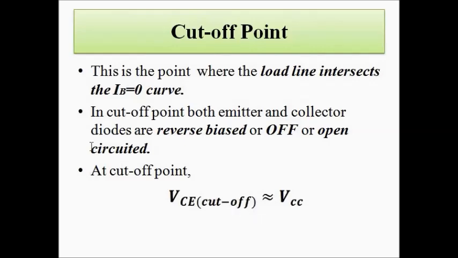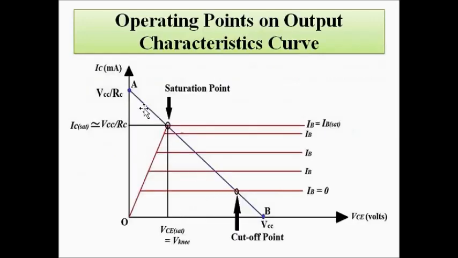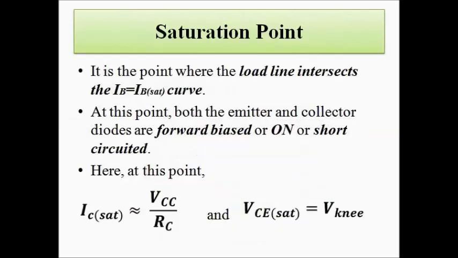Just for a recap, the cutoff point is the point where the load line intersects the output characteristics. The blue line is the load line, which intersects the IB equals 0 output characteristics plot, this bottommost plot. This intersection point is the cutoff point. Next is the saturation point.